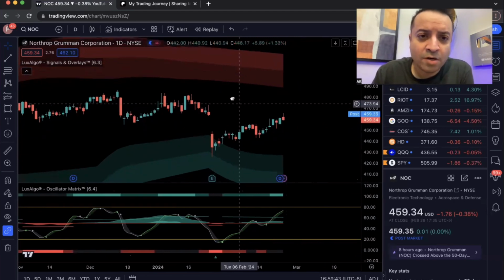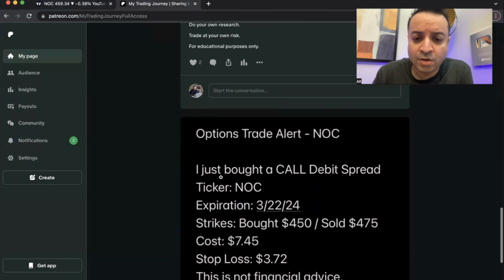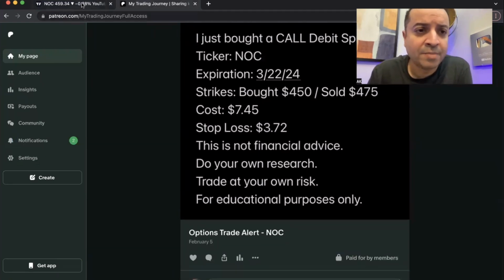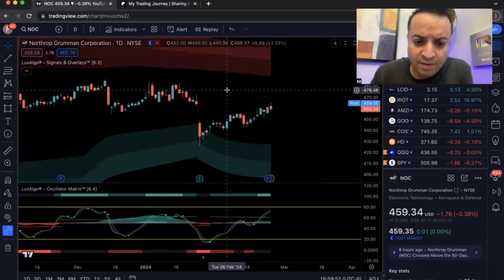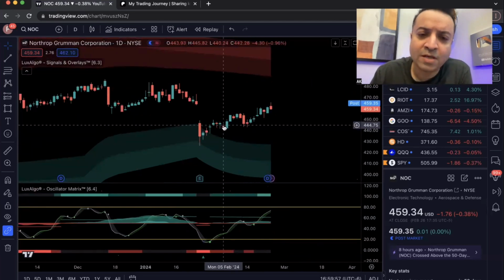So what I was looking for was, again, I got into this trade February 5th, right? February 5th right here. That's when I posted in my Patreon. So February 5th is right here. This candle is February 5th. So what was I looking for?